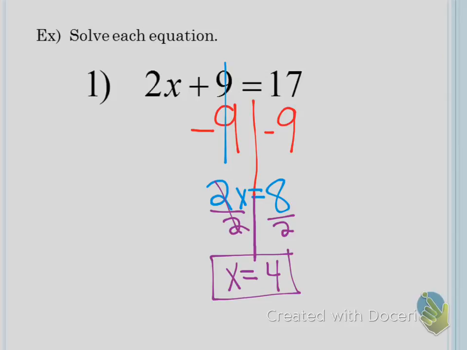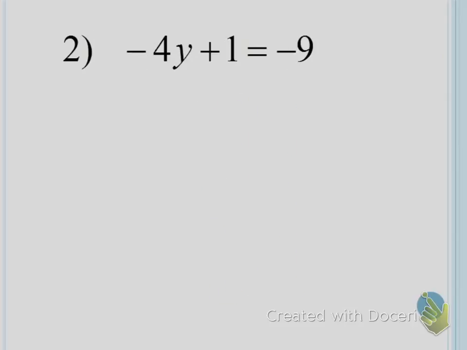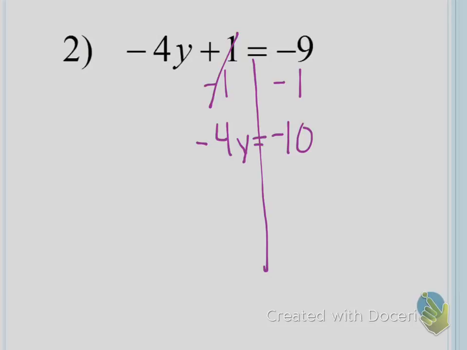All right. Any questions? So do we want to start by getting rid of the multiplication or getting rid of the addition on number 2? The addition. You always get rid of the adding and subtracting first. So I need to subtract 1, subtract 1. I now have negative 4y equals negative 10. Questions so far? Alright, what would I do next? Divide by negative 4, divide by negative 4. Can you do negative 10 divided by negative 4?